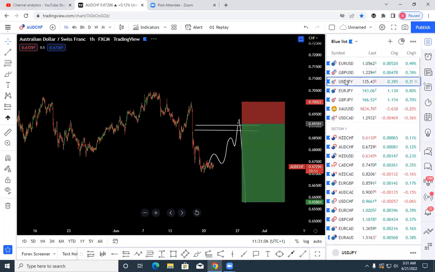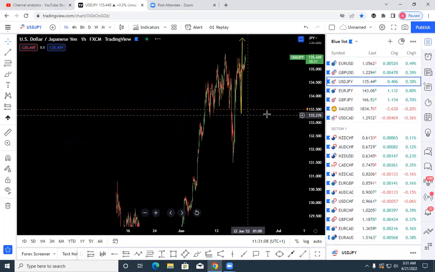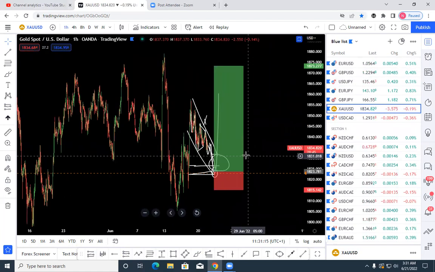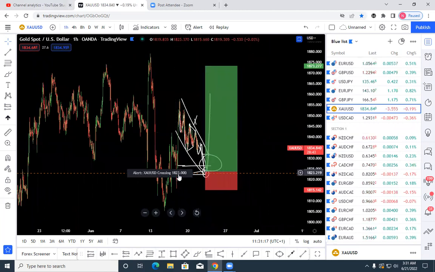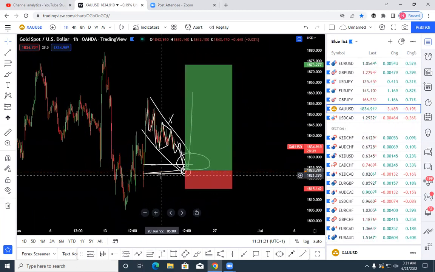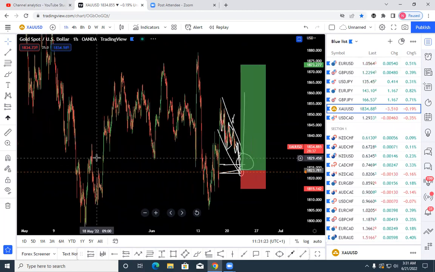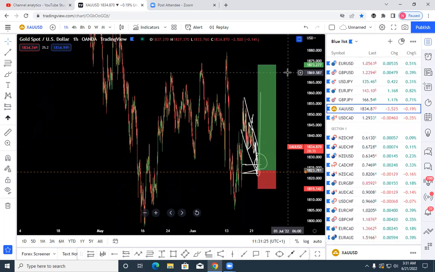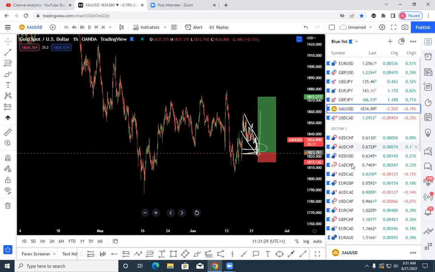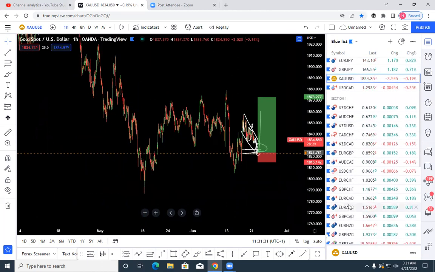Okay, let's see USD JPY. USD JPY, no setup there now. I think I've shown it. All right, you want it to come to this level. Let it come down to this level around 1820. Look for a buy opportunity there, to the upside.